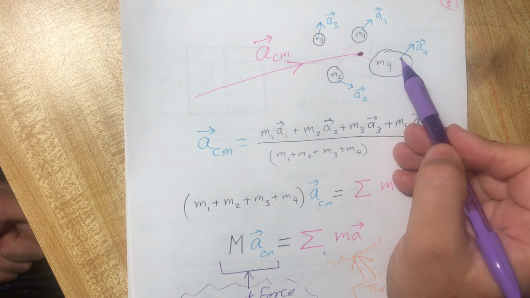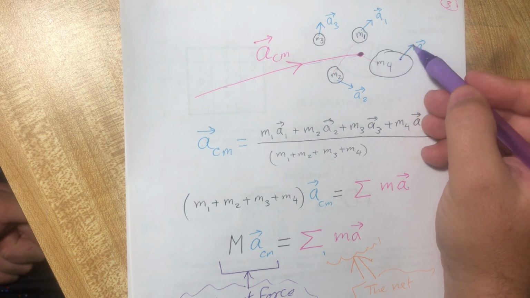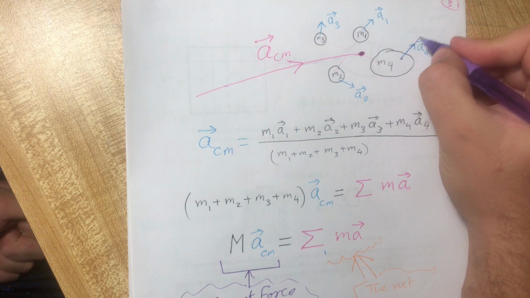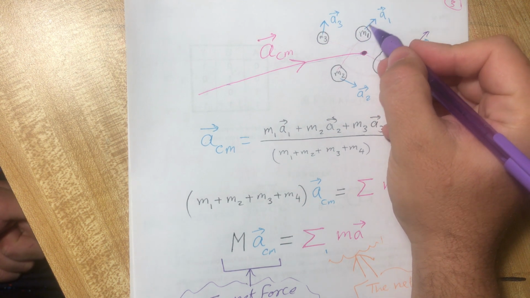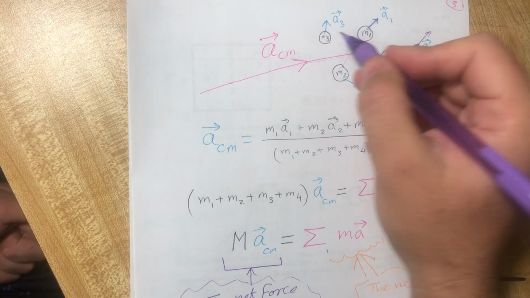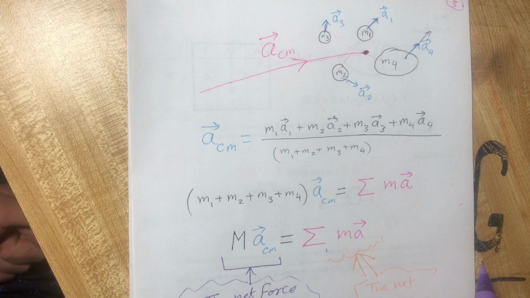Each body, each mass of them, has its acceleration vector. Look at this one. M4 has its acceleration vector in this direction, maybe with a magnitude more than the others. This is the first body's acceleration vector, and this is for the third, and this is for the second body.